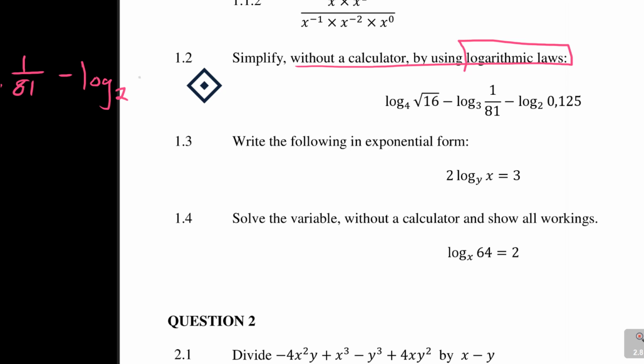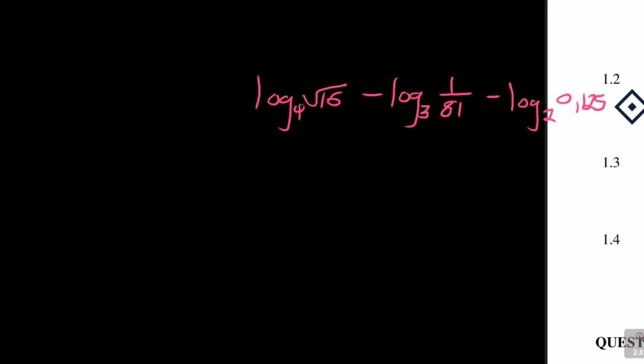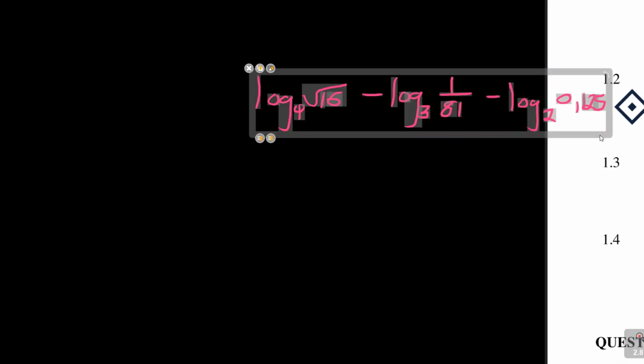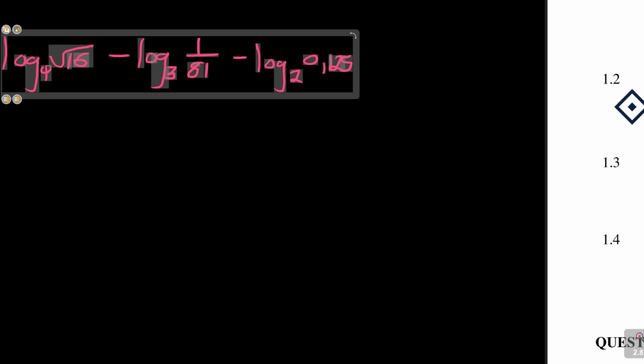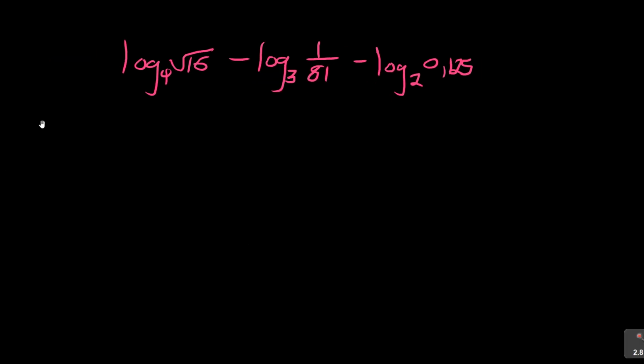So minus log base 2 of 0,125. All right, apologies for the background noise. I'm just recording this in the daylight, usually where there is a lot of traffic around me, but apologies. But let's get this done. All right, so let's do this. This is log base 3 of 1 over 81.